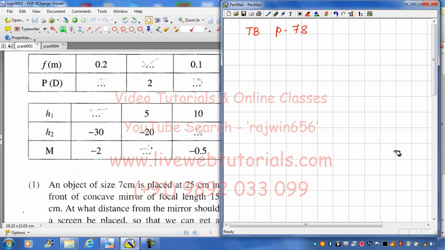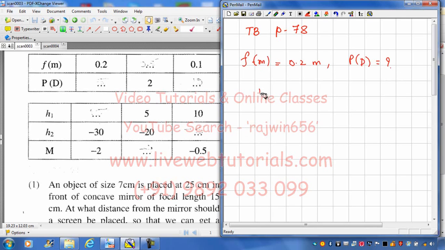Okay, now sums from chapter light. Here we are supposed to fill the gaps. The focal length is given in meters, and the power of the lens is asked, that is in diopters. So the first part, the focal length that is given in meters is 0.2 meters, and the power of the lens that is in diopters is asked.